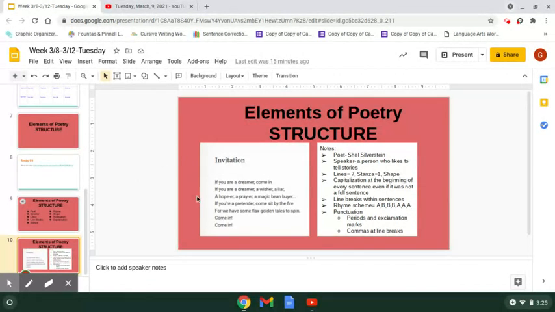All right, so notice on line 3, so 1, 2, 3, a hoper, a prayer, a magic bean buyer. There's 3 dots right there. So that's called an ellipsis. It lets us know he's trailing. So his thoughts are trailing and it's not a complete thought. So if you're a dreamer, a wisher, a liar, a hoper, a prayer, a magic bean buyer. So I'm seeing that he's probably wondering, who else would I want to invite to the story time? So that is your ellipsis. Those 3 dots are called ellipsis. So the thought is still continuing. He's not finished with his thought.